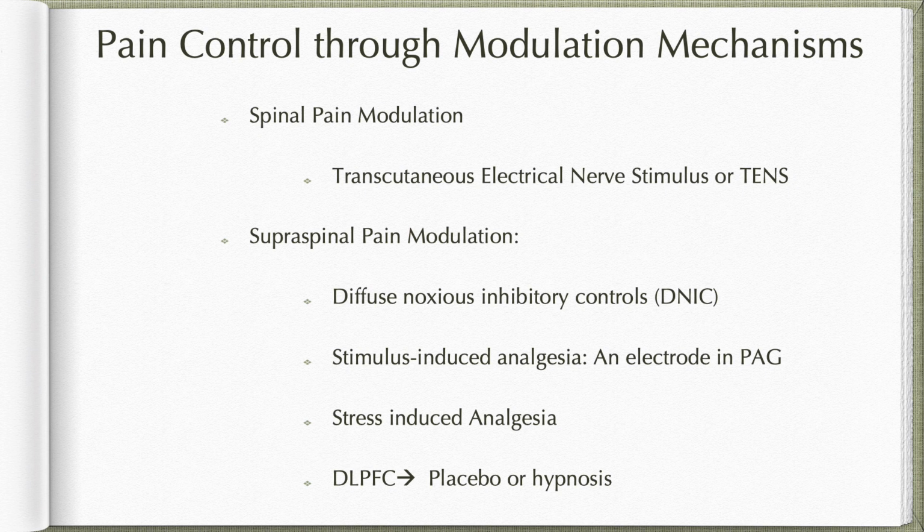That the periaqueductal gray matter can modulate pain through its input to nucleus raphe magnus has been utilized in what is called stimulus-induced analgesia, so that an electrode placed in the periaqueductal gray allows the patient to stimulate the electrode as required to control his or her pain.